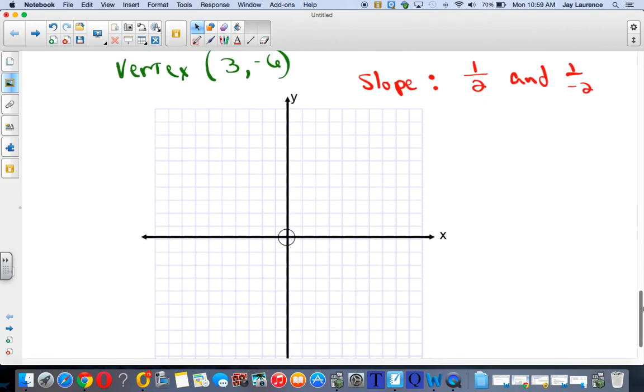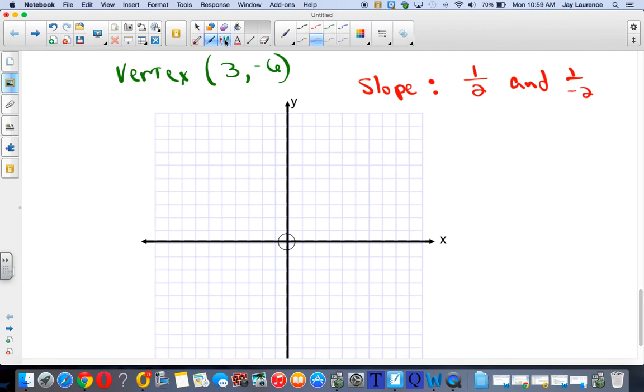So I think my vertex is at 3, negative 6. So let me go 1, 2, 3, and then 1, 2, 3, 4, 5, 6. 3, negative 6 right there. Then I think I'm going to rise 1, run 2, rise 1, run 2, rise 1, run 2. And so I'm going to have a ray coming off of there, kind of like that. Okay?